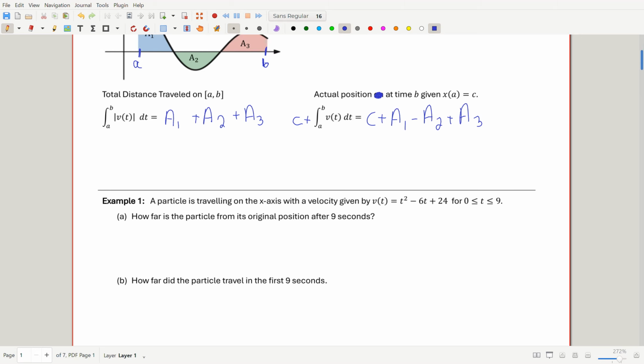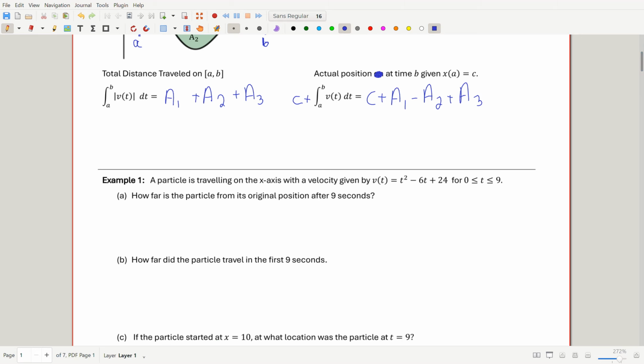As I was doing my notes, I made the executive decision to simplify the equation that I gave you guys here. Example 1 says a particle is traveling on the x-axis with a velocity given by v of t equal to t squared minus 6t from time 0 to 9. How far is the particle from its original position after 9 seconds?